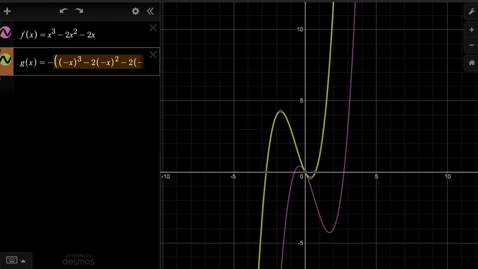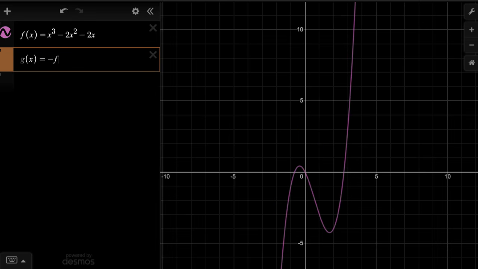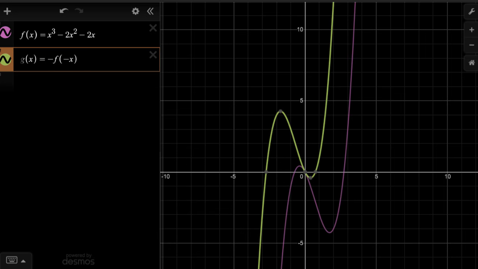Now, an easier way of writing that would have been just the negative of f of negative x, and you would have gotten to that same place. So go to Desmos, play around with it. Really good to build this intuition and really understand why it's happening.